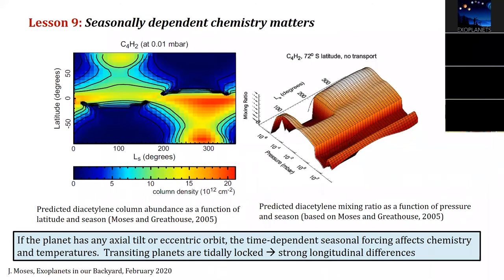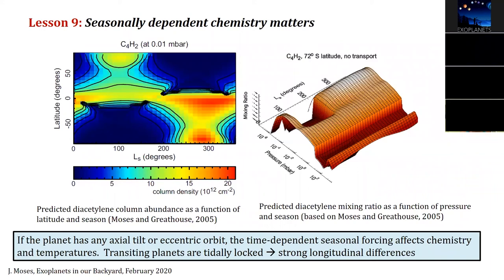Atmospheres are not 1D, they're 3D, and so the chemistry is not 1D. There are seasonal effects that matter on our giant planets, especially at higher altitudes. Things happen quickly and in response to solar flux. This is season over here, latitude here. Season L sub S of 0 is northern vernal equinox, 90 is northern summer. Southern summer here. Saturn's orbit is eccentric, so perihelion is actually closer to summer solstice. You can see the effect of the ring shadowing here.